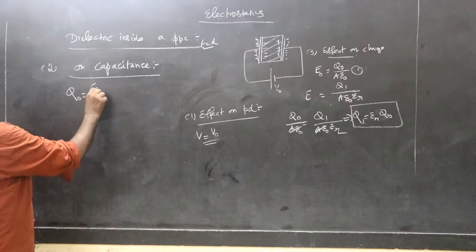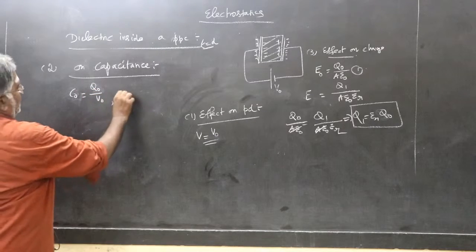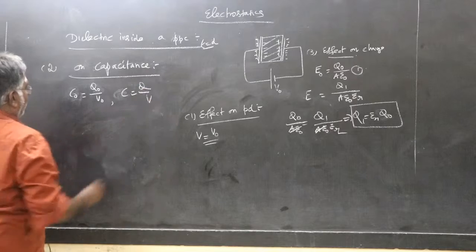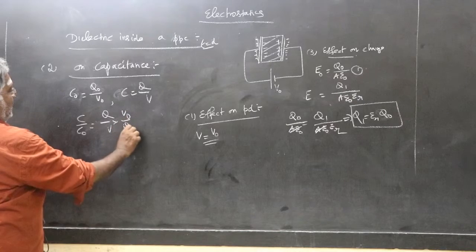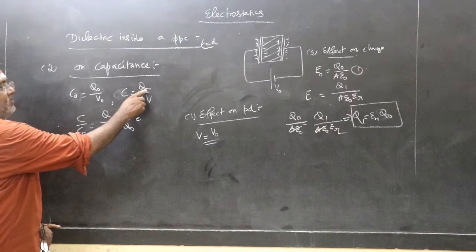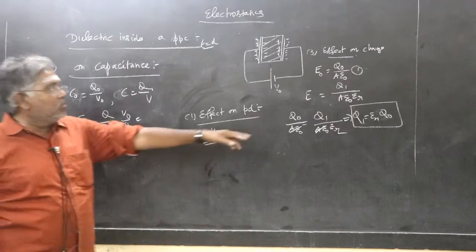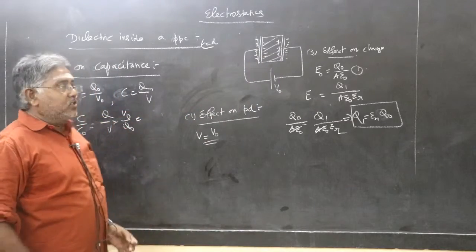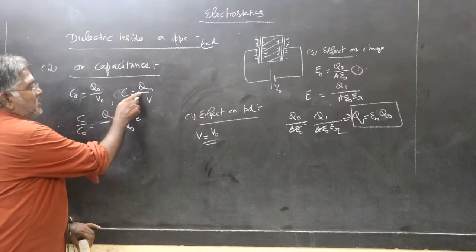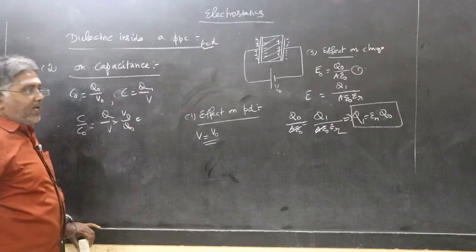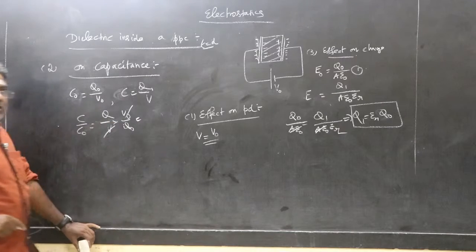C naught is Q naught by V naught. C is Q by V. Therefore, C by C naught is Q by V into V naught by Q naught. This Q only we said as Q1, because we assumed Q1. So Q is equal to Q1. Then V naught by Q naught, but we said V is equal to V naught, so you can cancel.